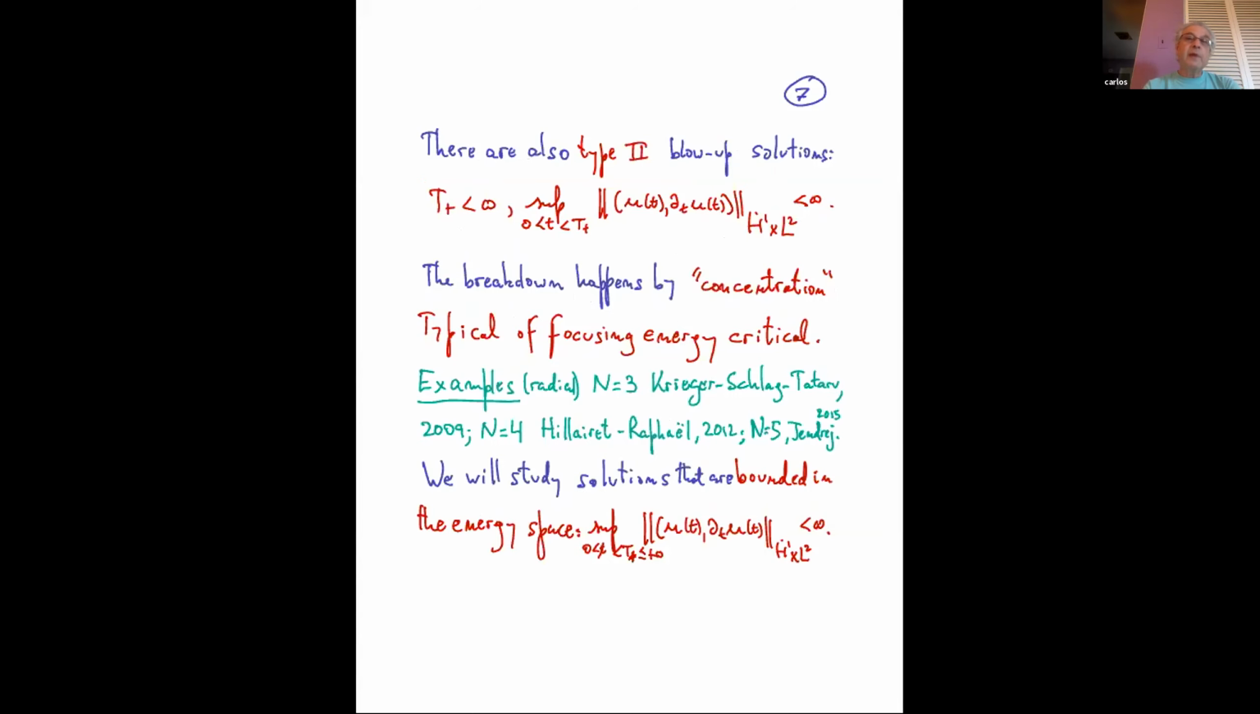These solutions break down not because the norm itself explodes, but by concentration. What happens is that the gradient squared is concentrating at the blow-up point as a delta mass. And the existence of this kind of blow-up solutions is typical of focusing energy critical equations. Examples of such equations go back to work of Krieger, Schlag, and Tataru for the 3-dimensional case, Hillairet and Raphael for the 4-dimensional case, and Jendrej for the 5-dimensional case.